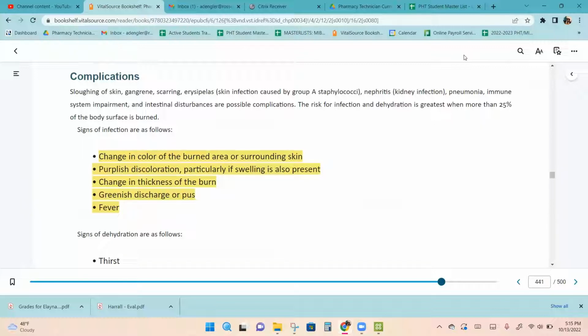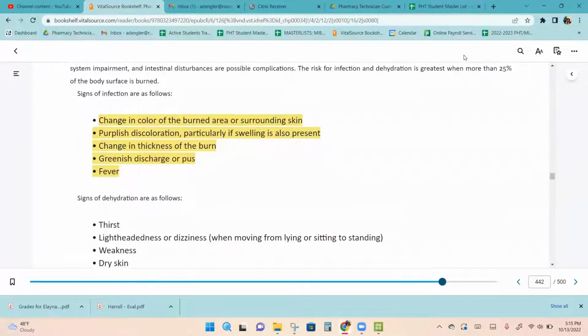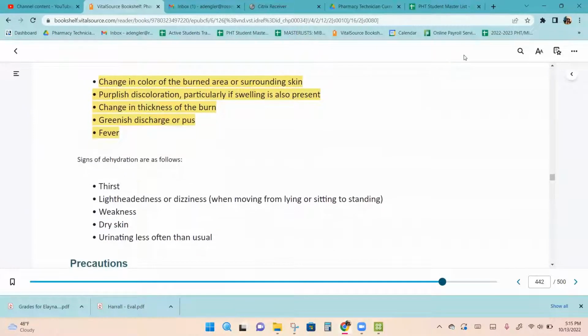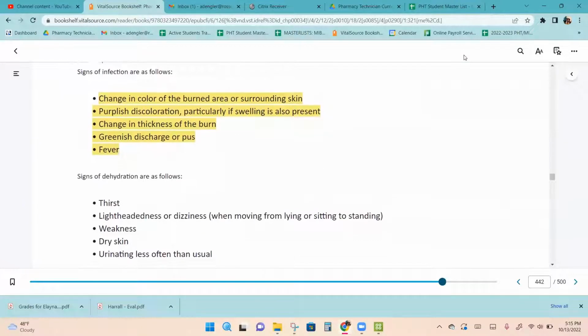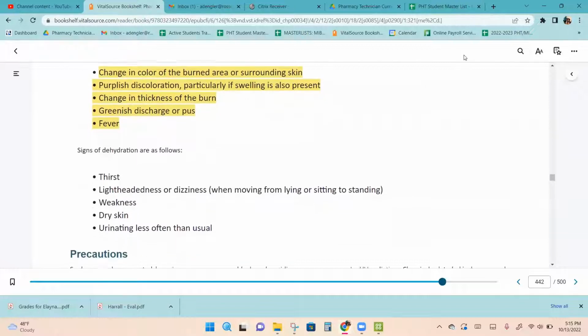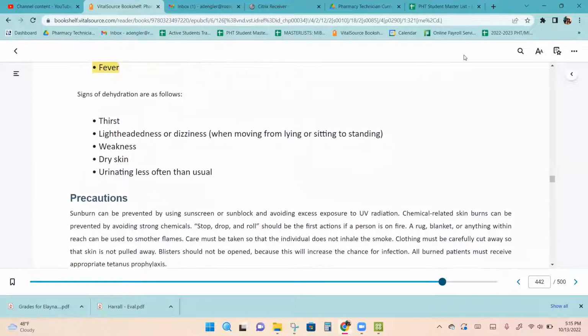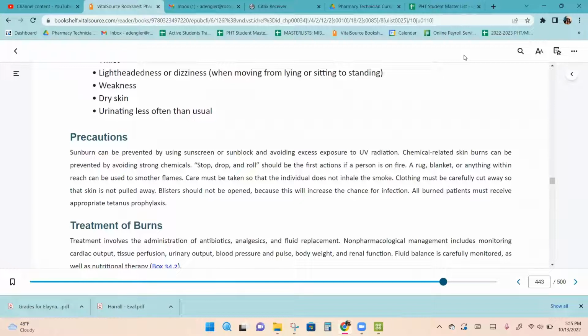The risk for infection and dehydration is greatest when more than 25% of the body surface is burned. Signs of infection are change in color of the burned area or surrounding skin, purplish discoloration, particularly if swelling is also present, change in thickness of the burn, green discharge or pus, and a fever. Signs of dehydration are thirst, lightheadedness or weakness, dizziness, dry skin, and urinating less often than usual.